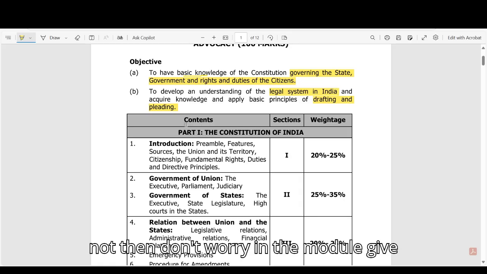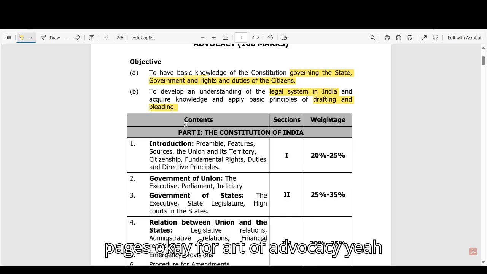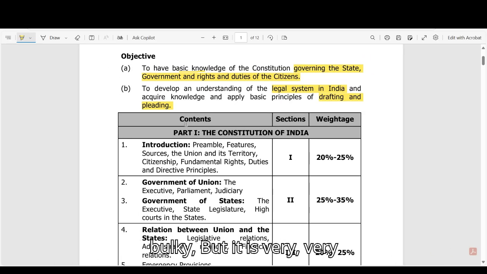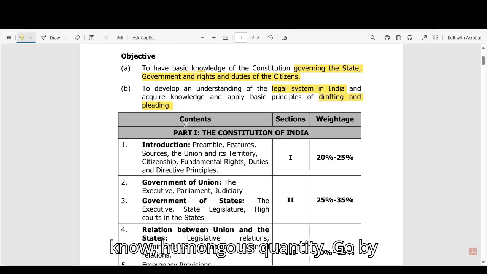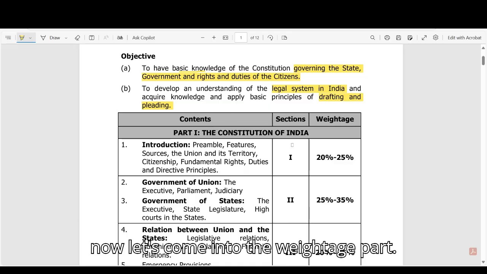If not, then don't worry. In the module, give it a quick shot and read it. It is very easy, and it is a very small number of pages, for art of advocacy. Yeah, Constitution of India might seem to be bulky, but it is very easy. Don't go by the humongous quantity. Go by the subject interest. Now let's come into the weightage part.